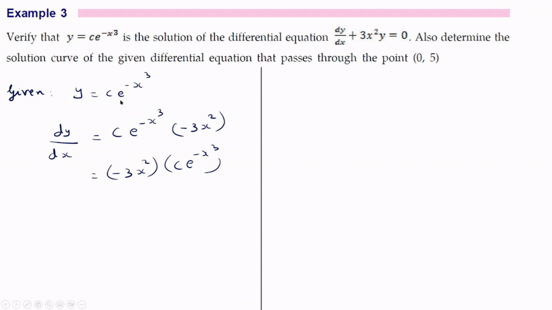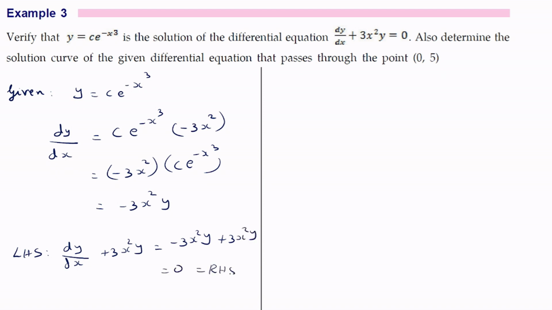So this c e raised to minus x cube is nothing but y. So dy by dx is equal to minus 3x square y. So let us substitute dy by dx and y in this differential equation. The left hand side is dy by dx plus 3x square y. This is equal to, dy by dx we got as minus 3x square y, so minus 3x square y plus 3x square y. This is 0, which is the right hand side.